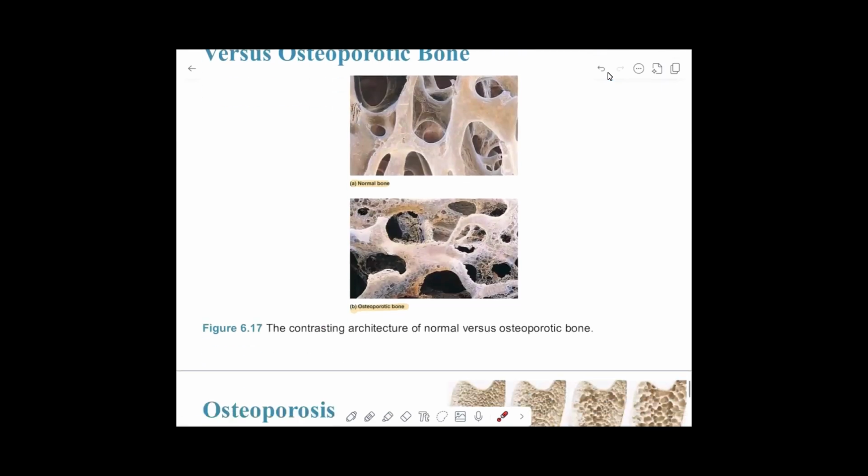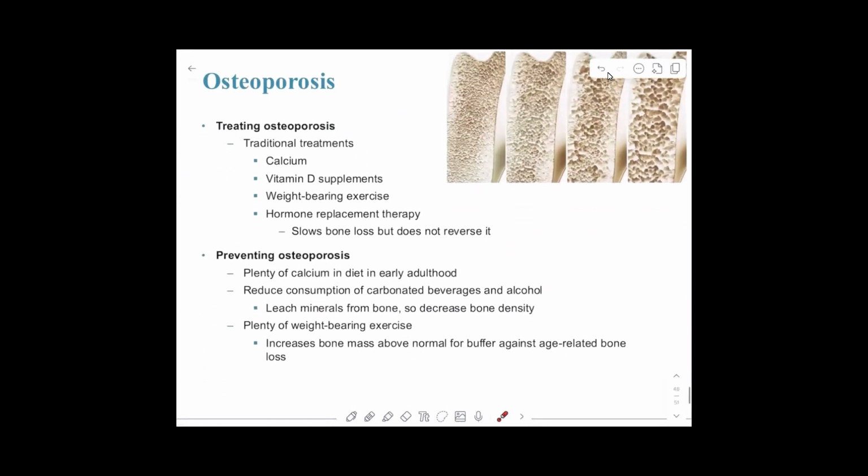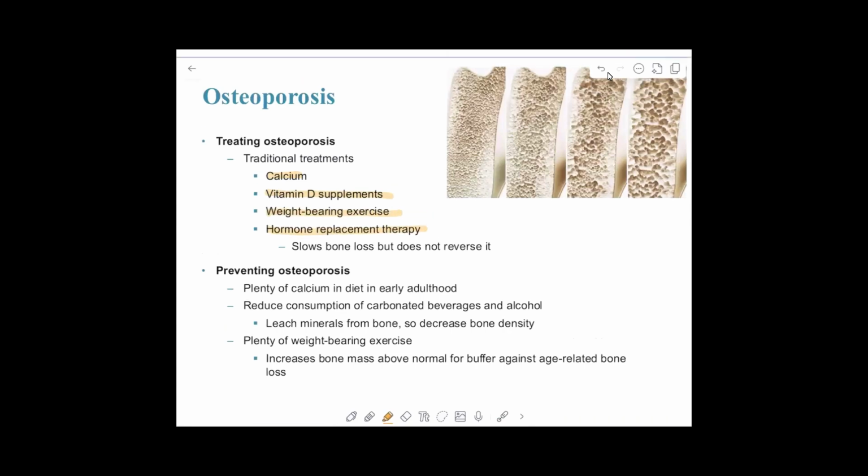fractures. So treating osteoporosis involves some of the common things you might suspect, like calcium, vitamin D supplements, weight-bearing exercise, or even hormone replacement therapy. Can slow the bone loss but not reverse it. So we can see more normal bone here and extremely osteoporotic bone here.